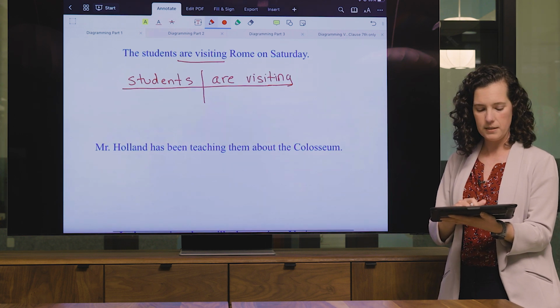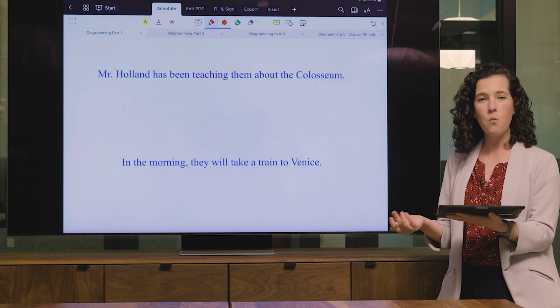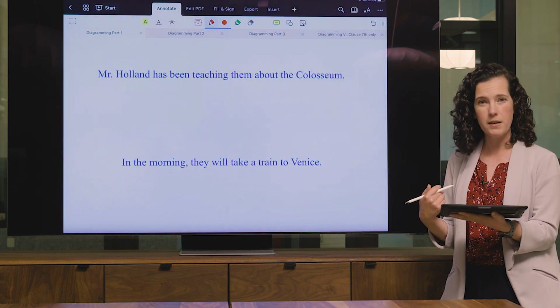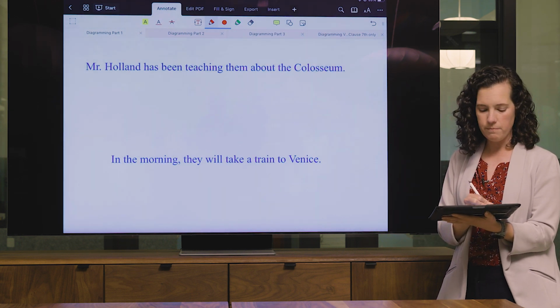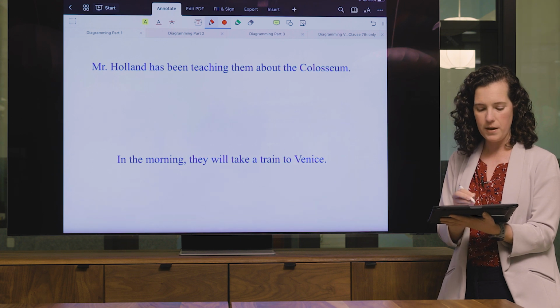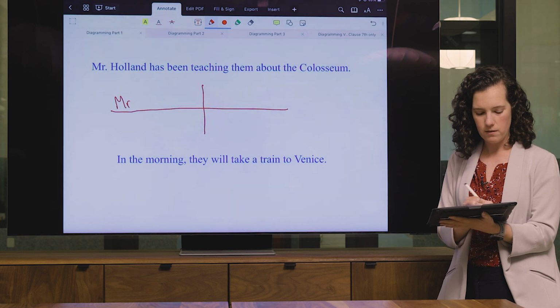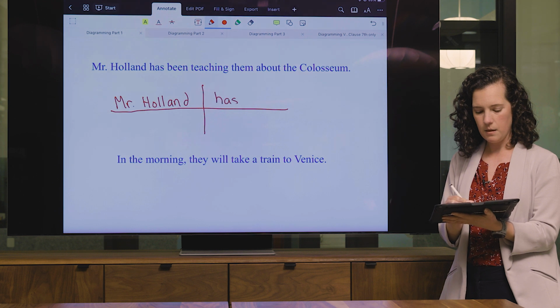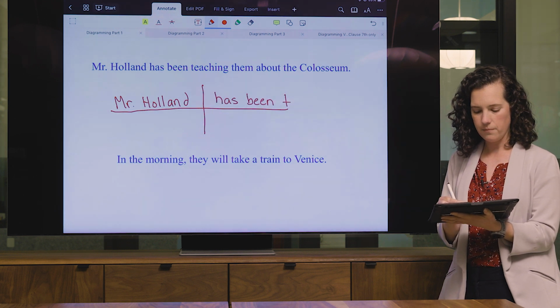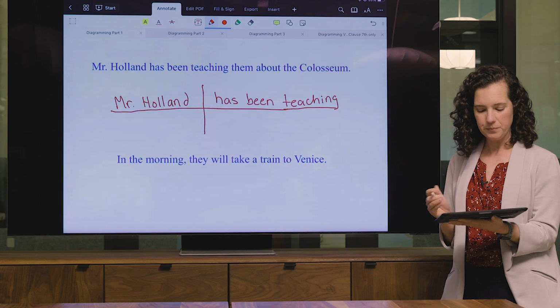Let's look at one more sentence. Mr. Holland has been teaching them about the Colosseum. Again, we find out what's happening. Teaching is our action verb here, and we have two helping verbs that go with it, has and been. So our subject is the thing or person that is doing that action. In this case, it would be Mr. Holland. Mr. Holland has been teaching. So we have our subject on the left and our simple predicate on the right.